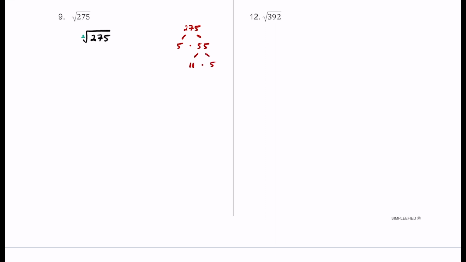Oh, so this is not too bad, right? So we have 5, 11, and 5. Those are prime numbers. So 5 and 5 combine to make 25. That's a perfect square. This 11 is extra. So 25 times 11 is equal to 275.